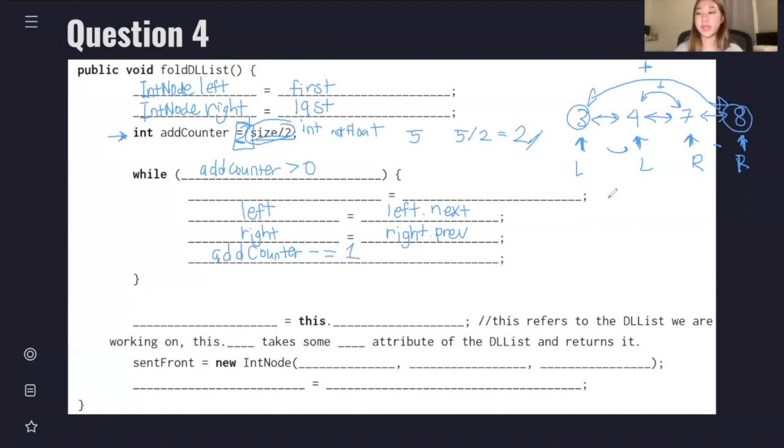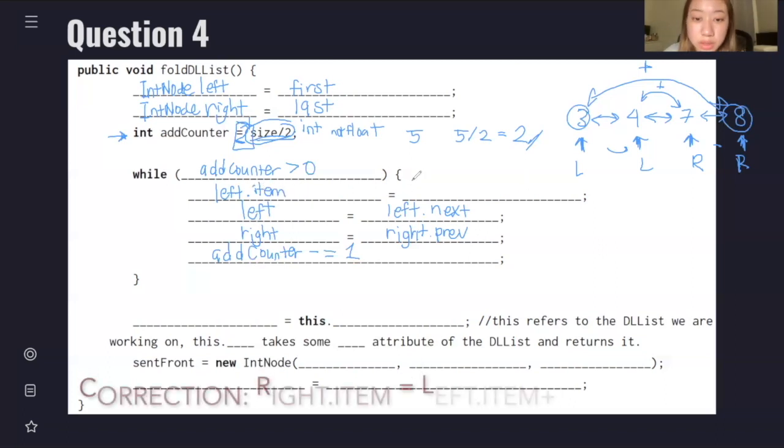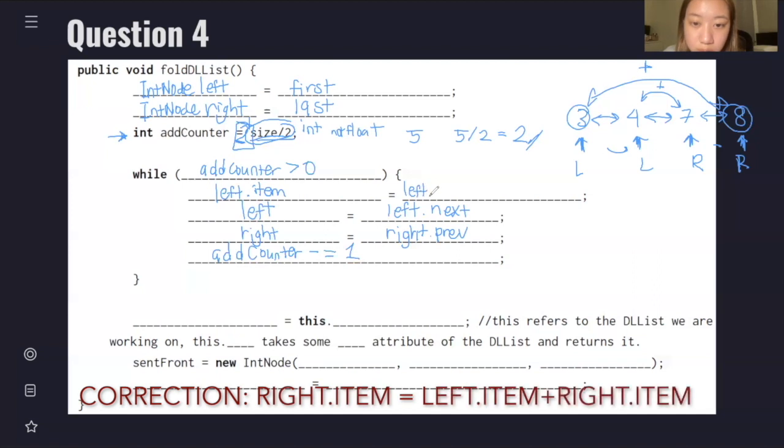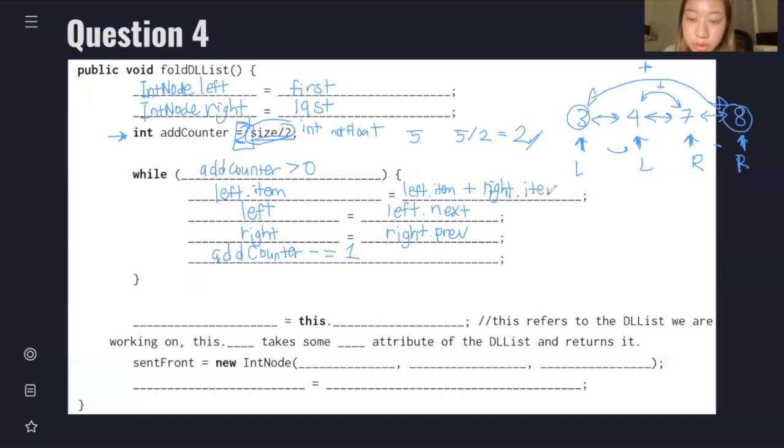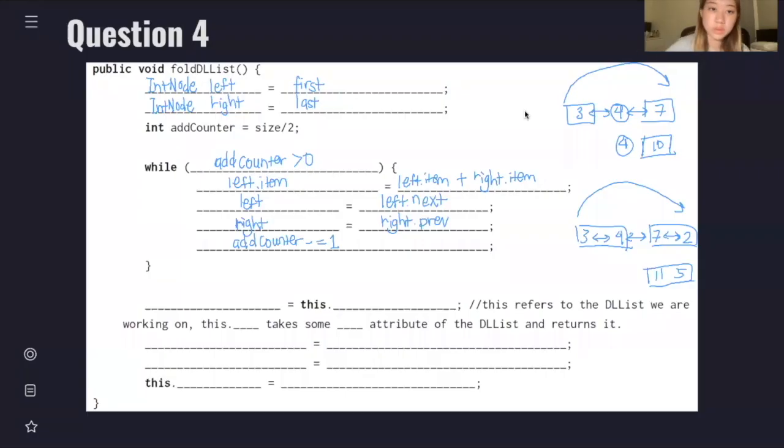But there's one more blank missing. And it's actually the most important part of the question. It's actually adding the values to each other. So what I'm going to be doing is changing the item that the left pointer is pointing to. And I'm going to be changing that to the sum of where the left pointer is pointing and where the right pointer is pointing. There you go. Okay, so we're essentially nearly done here.